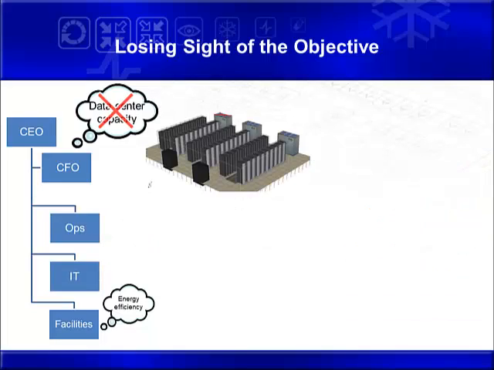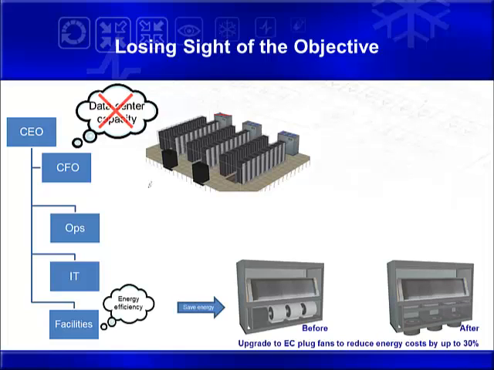Let's take a look at an example of losing sight of the capacity objective. In this example, the facilities team has hatched a plan to reduce energy consumption of this data center. They want to replace the standard blowers in the crack units with EC plug fans. This is a popular aftermarket best practice today that seems like a no-brainer because the new fans will deliver the same amount of air at 30% less power.